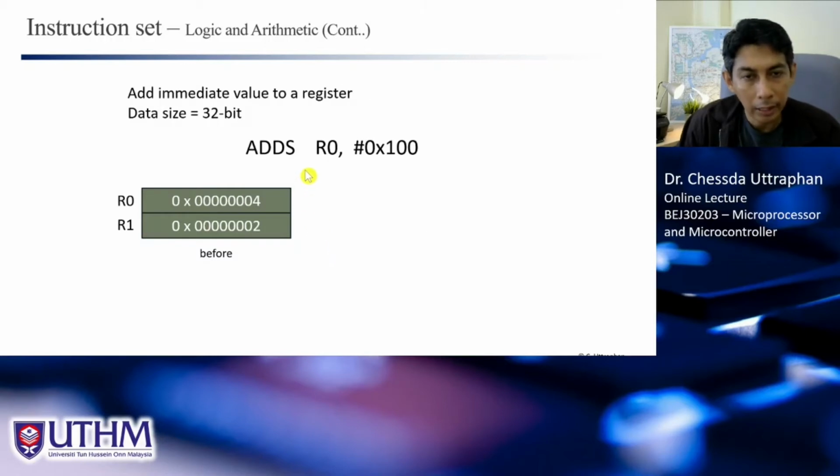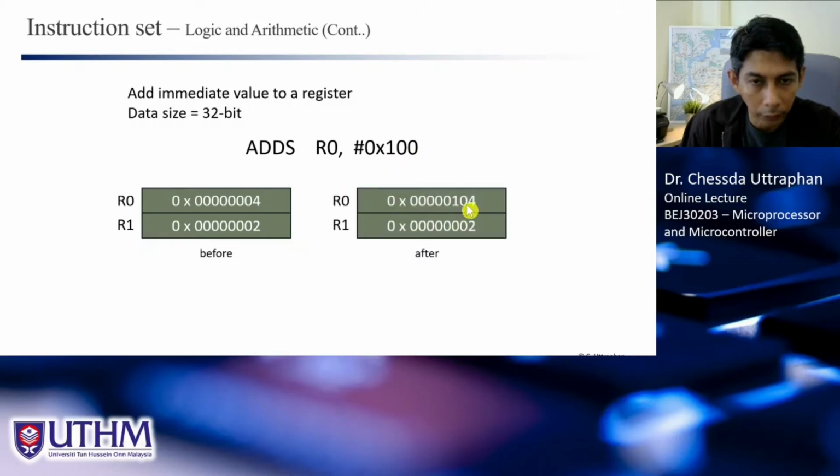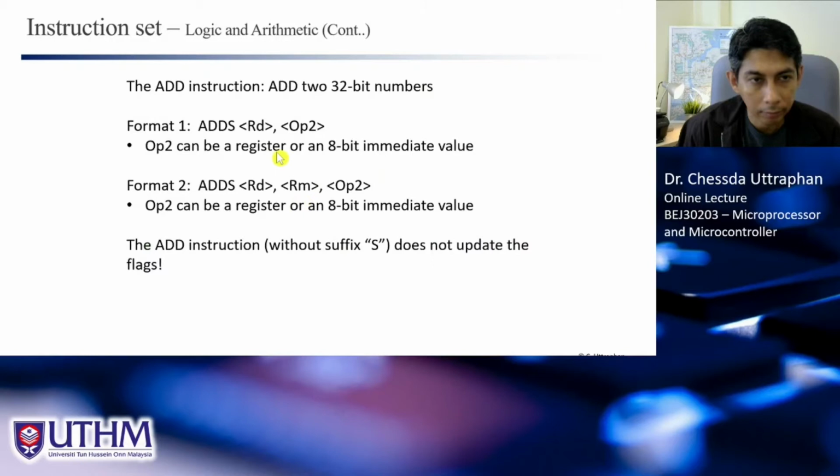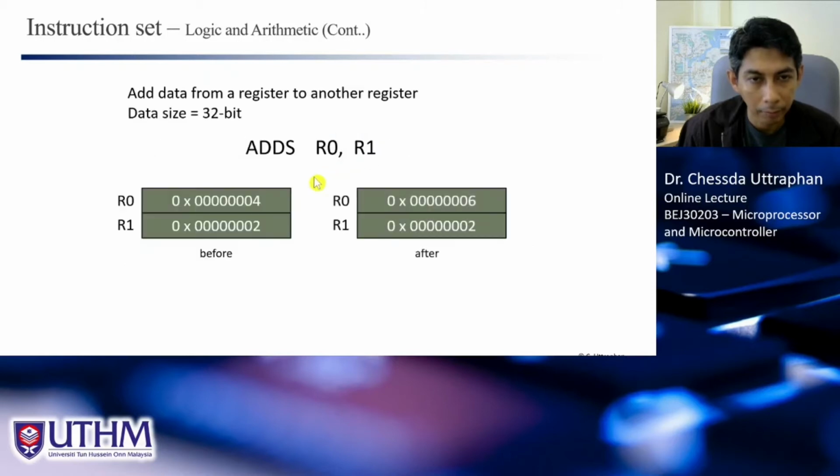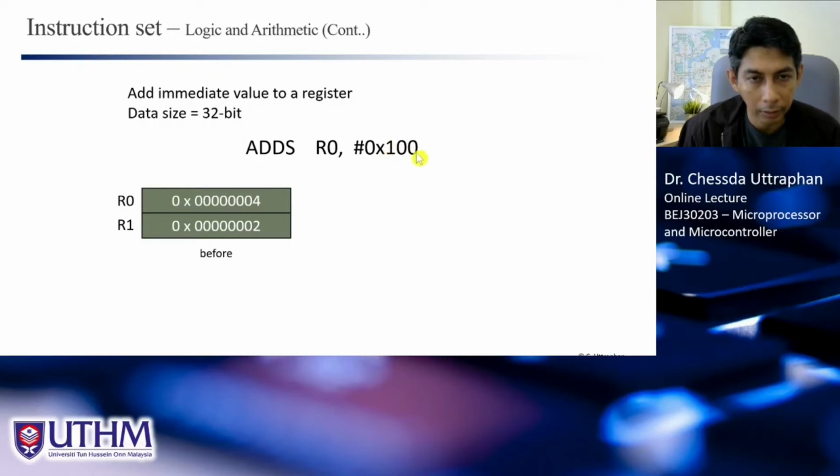When we want to add with an immediate value, 4 plus 100, we will have 104 in R0. One question for you: I said before that the immediate value must be 8-bit, right? Here is 8-bit. But look at this number. It is hexadecimal. Is it 8-bit? No, doctor. No, but is this wrong or correct?